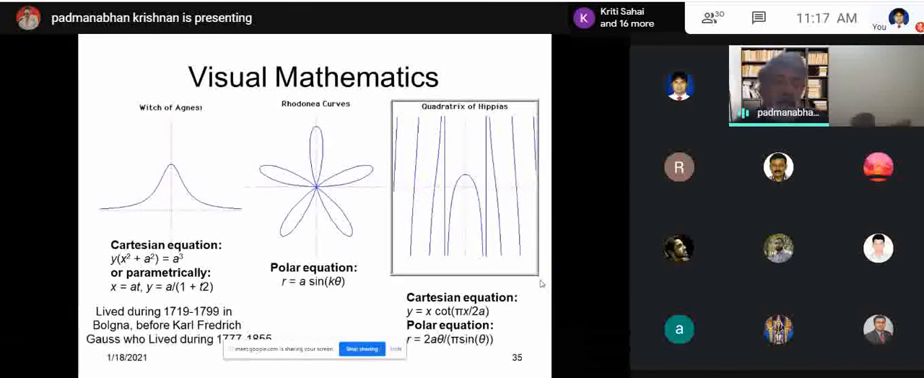And there was a lady by name Agnesi. She was an Italian royal family lady. She lived slightly before Gauss. They had about 20, 30 years overlap. But she was popular 20, 30 years before Gauss. She had a particular distribution curve that did not look Gaussian.